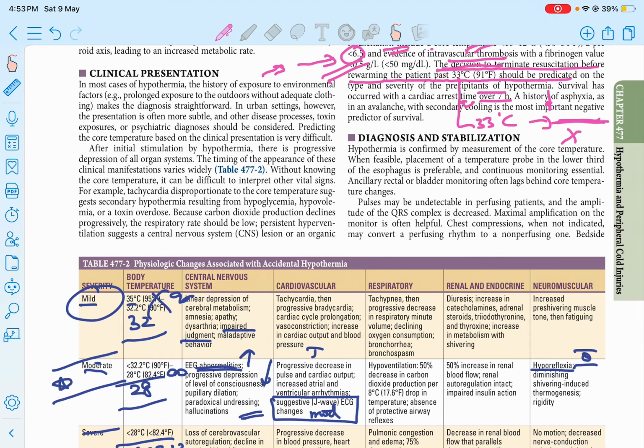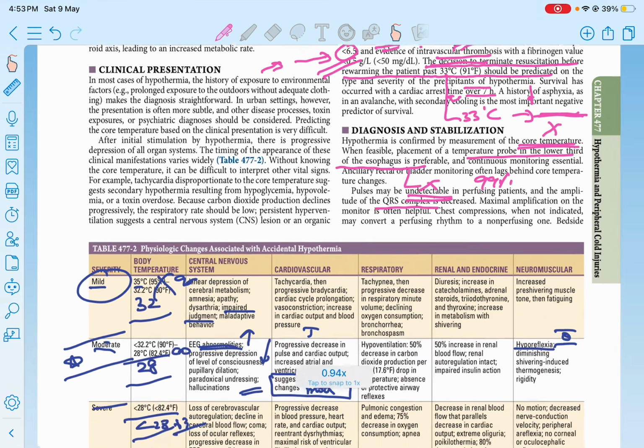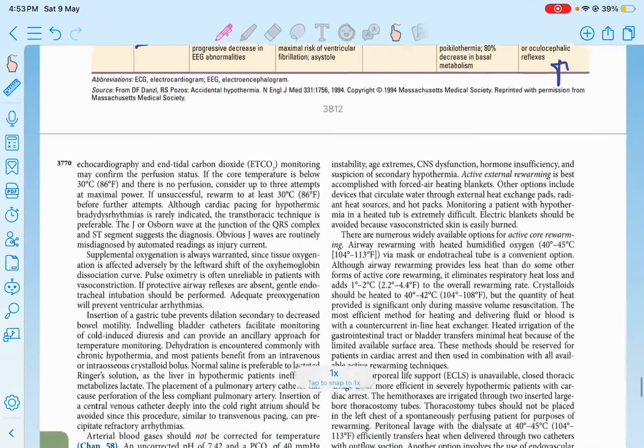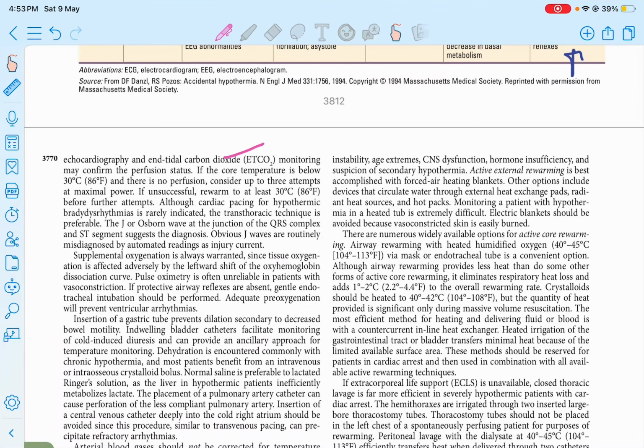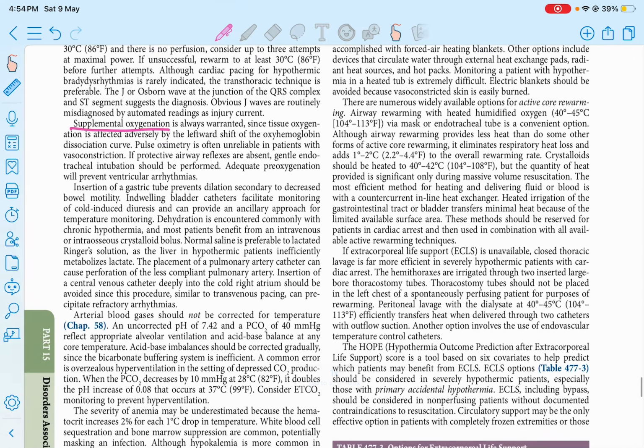So how do you measure the core temperature? By the CBT, the core body temperature. The lower third of the esophagus is preferable. All these are in experimental settings. The patient will usually be dead. Pulse is undetectable in 99% of the patients. Because of hypothermia, the amplitude will also be very low, right? If you measure the end tidal CO2 and do echocardiography, these are also very important, right? You also have to give supplemental oxygenation.